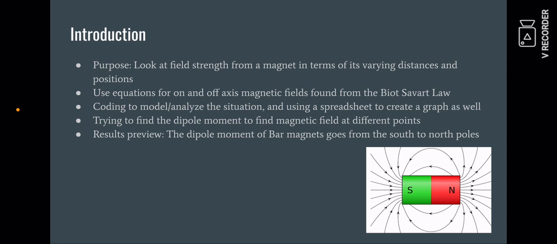The equations that we used were for the on and off axis magnetic fields found from the Biot-Savart law. We used some coding to model and analyze the situation and used the spreadsheet to create a graph as well. We tried to find the dipole moment to find the magnetic field at different points, and we just found that it goes from south to north poles, like always, and that the magnetic fields vary based on location.